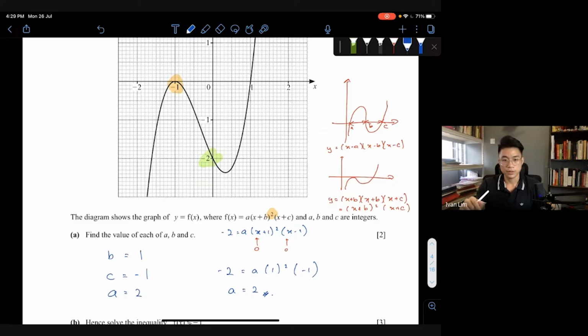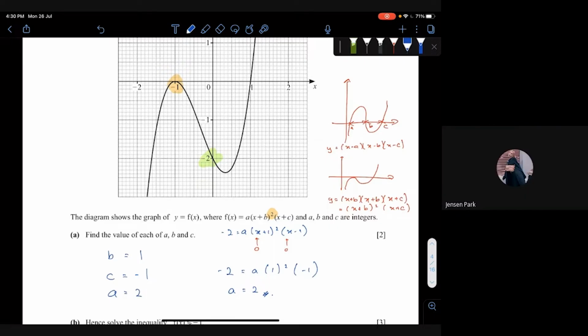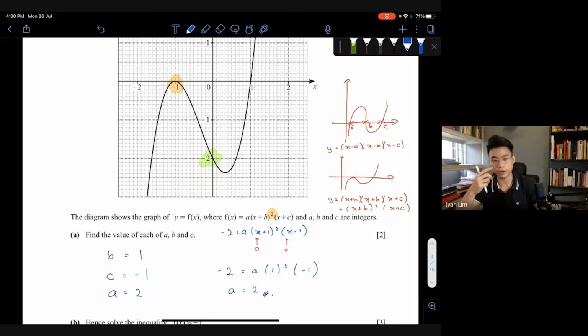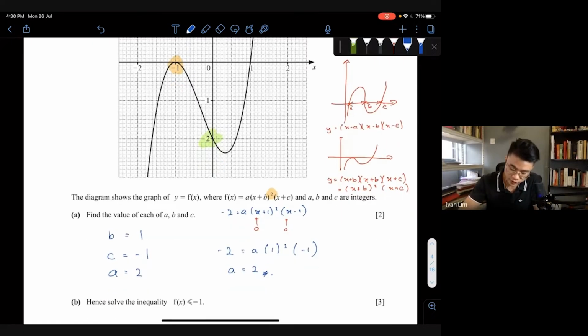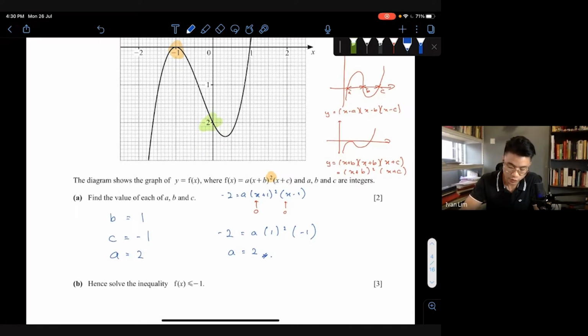Got it? Yes. Okay, so cubic graph, two possible graphs they will test you all on this. Please know how to sketch it out also if they ever ask. So they will either give you the equation, then ask you all to sketch also. Hence, solve the inequality f(x) is less than or equal to -1.